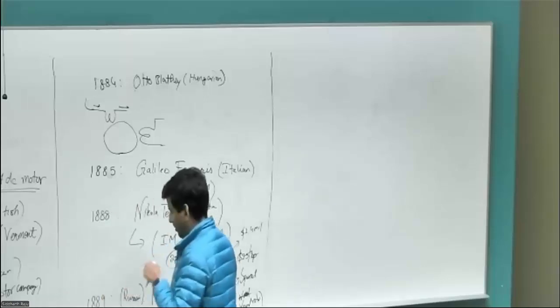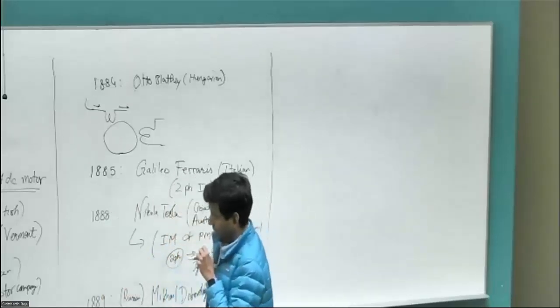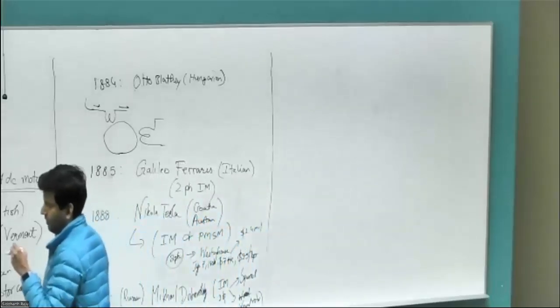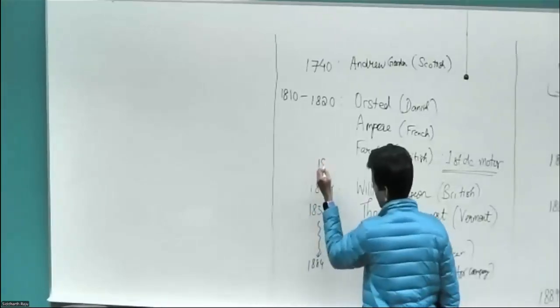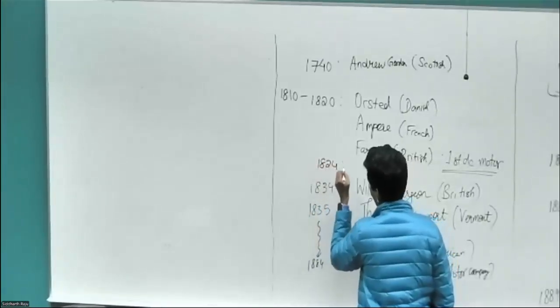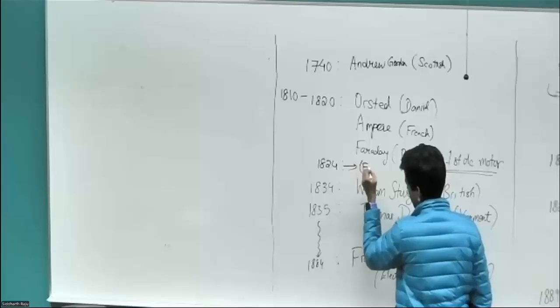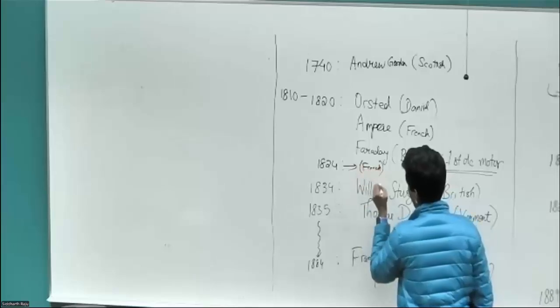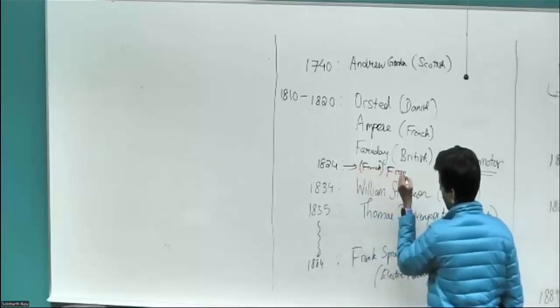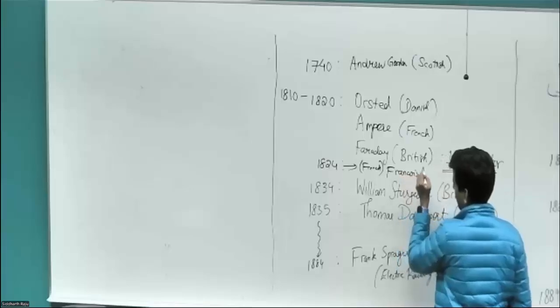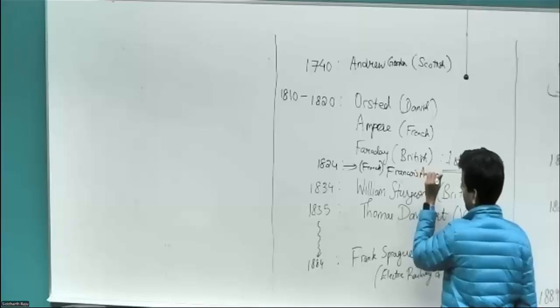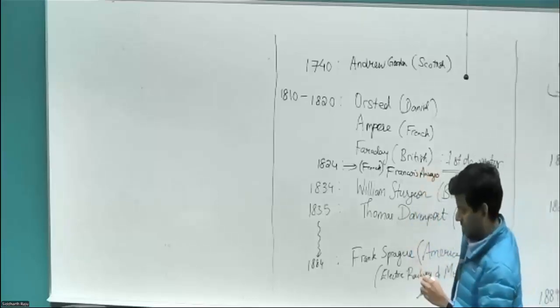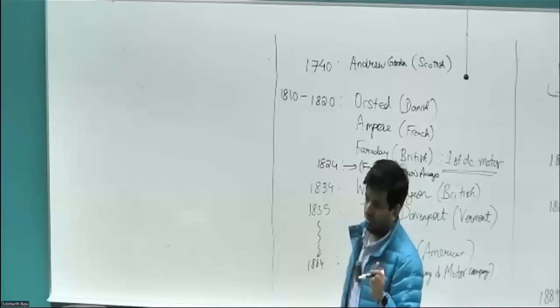So before this, there is one critical piece of information in this intermediate time period. In 1824, there is this French physicist, Francois Arago. He creates this contraption that demonstrates a rotating field.